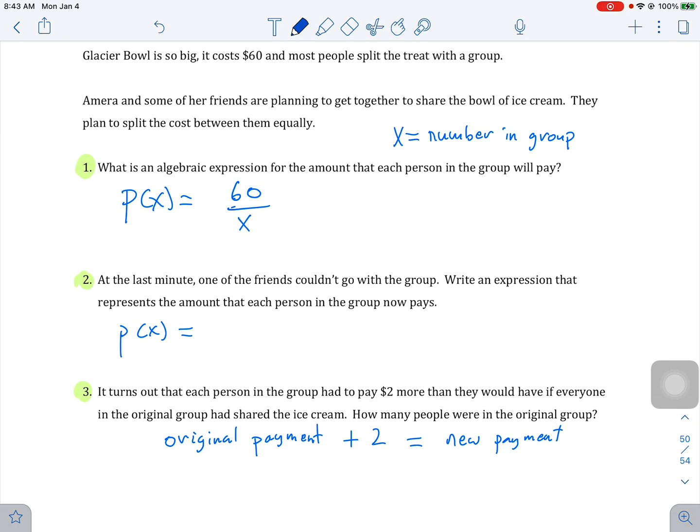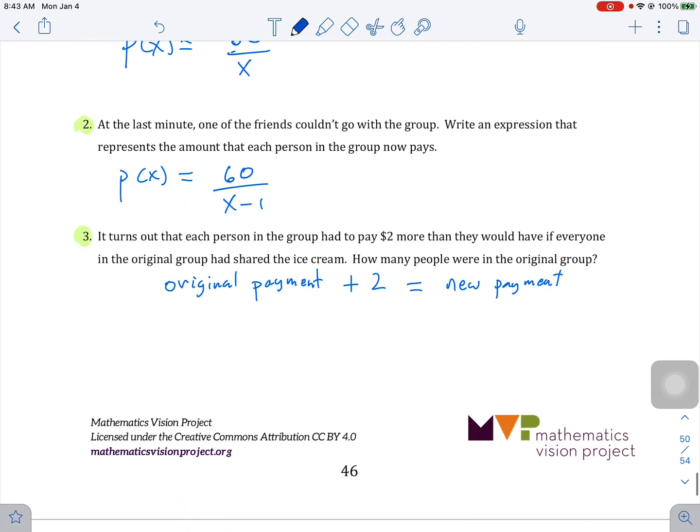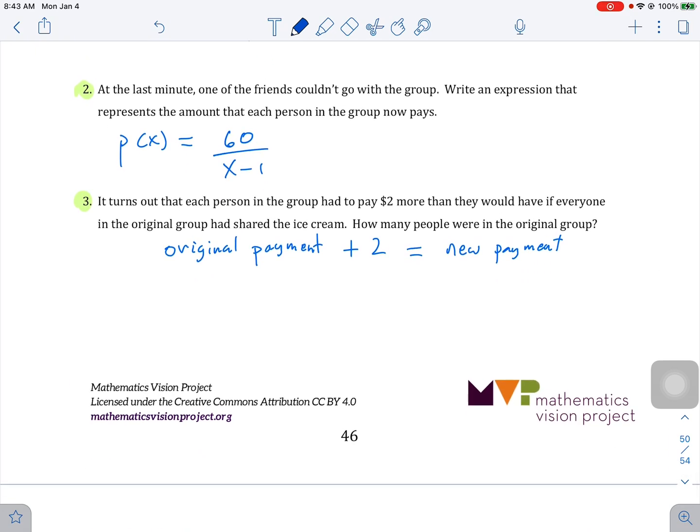So at this point, given that X is the number in the original group, the new expression would be 60 over X minus 1. And then it turns out that it's $2 more than they would have had to pay if everyone in the original group had shared it. So the original, which was 60 over X plus 2 more, is going to equal the new payment, which is 60 over X minus 1.